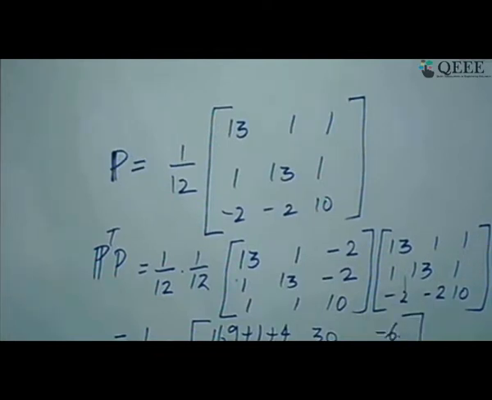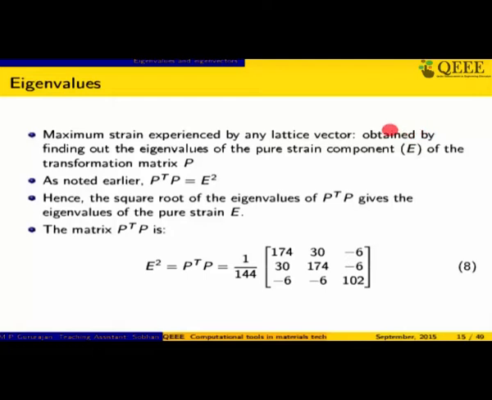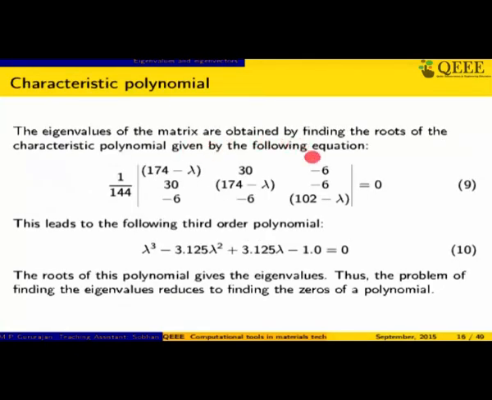Okay, so let's go back to the slides. Given the transformation matrix, you can take the transpose of the transformation matrix and multiply the transpose with the matrix, that is equal to the pure strain squared. So this is the matrix you have. Now we want to get the eigenvalues of this matrix, because if I get the eigenvalues of this matrix, then I will be able to say what is the direction, or which lattice vector is going to experience maximum strain. So how do we do that? Here is how we do this.